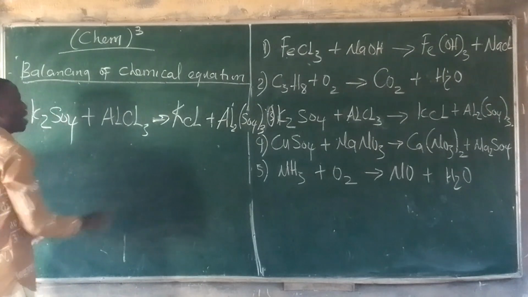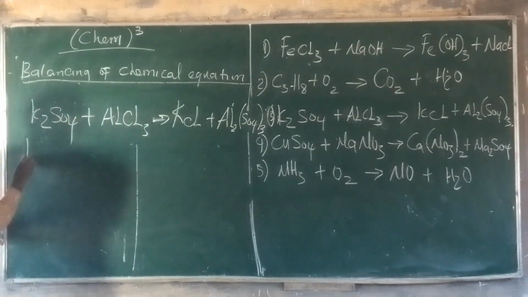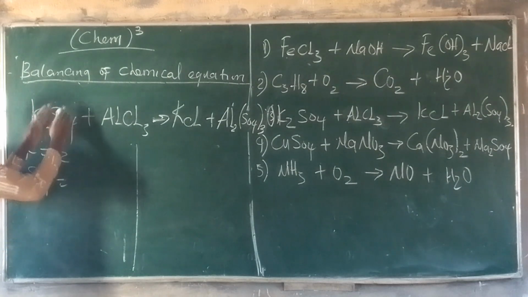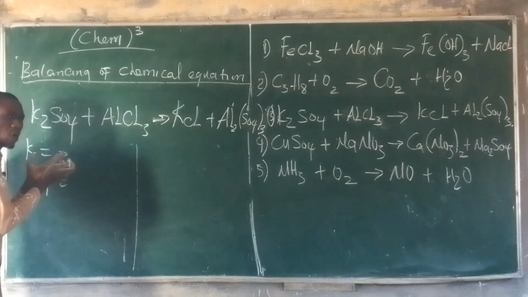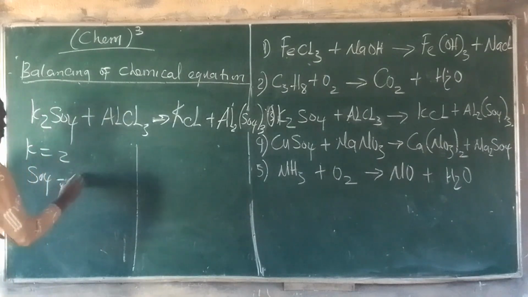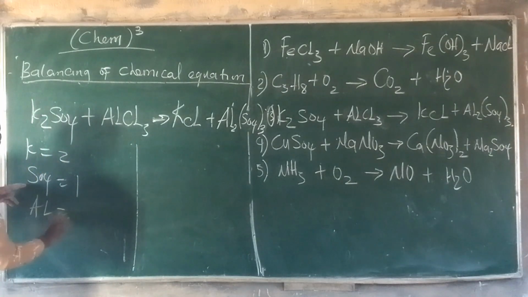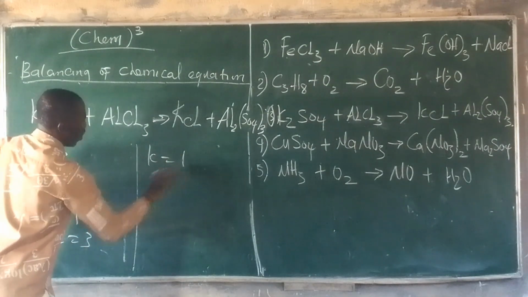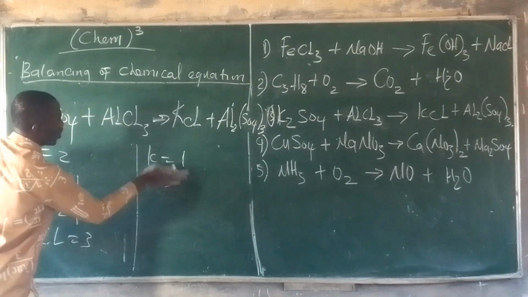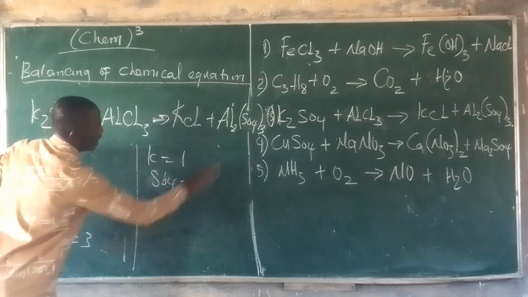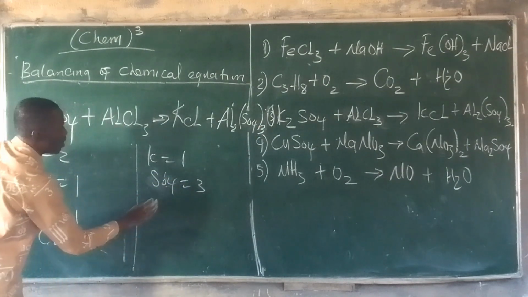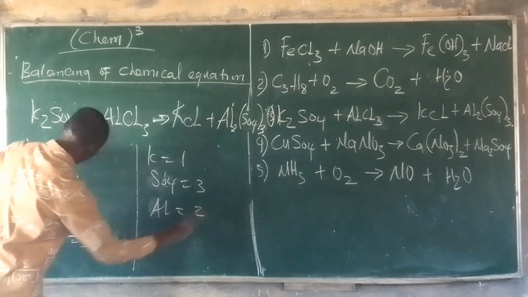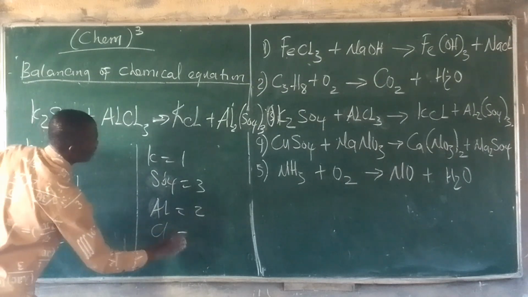Alright. Now, if you have this, let's list out what we have. We have that potassium is 2. We have that SO4. Treat this polyatomic compound as one thing. Now we have it to be 1. We have aluminium is 1. Chlorine is 3. Potassium is 1. SO4 is over there, is 3. And then we have another one, aluminium. Aluminium is 2. And then we have that chlorine is 1.